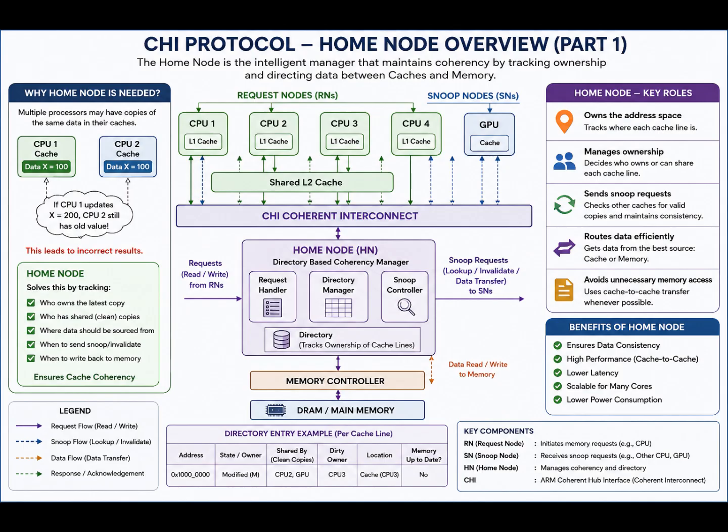node. You can think of the home node as a manager of memory ownership. It doesn't perform calculations like a CPU, and it doesn't permanently store application data like DRAM. Instead, it acts as the intelligent coordinator that always knows who owns each cache line and what should happen whenever someone wants to read or modify it.